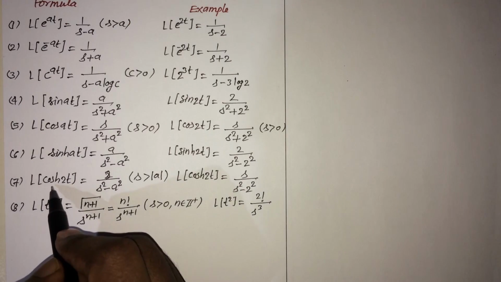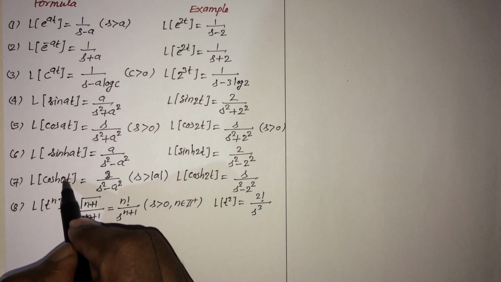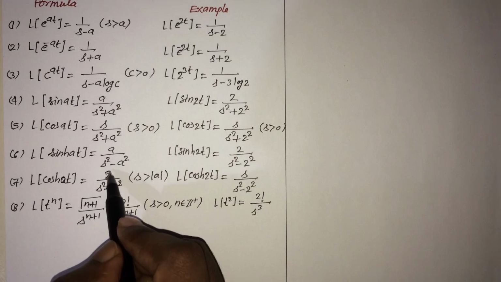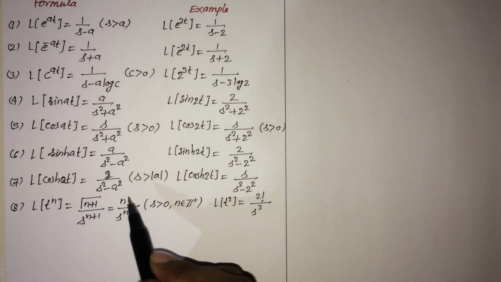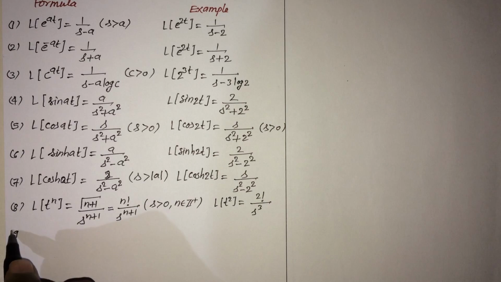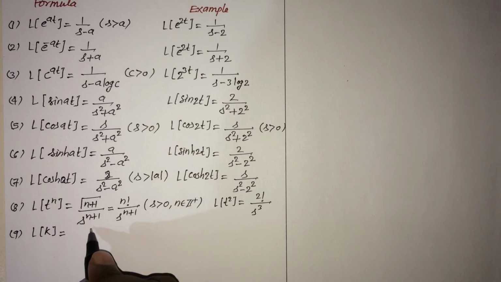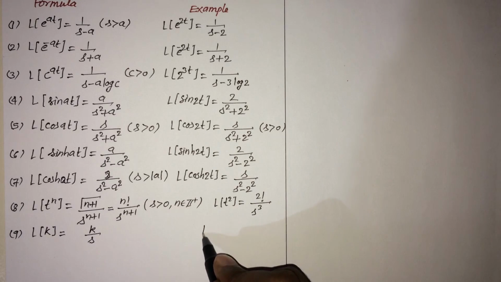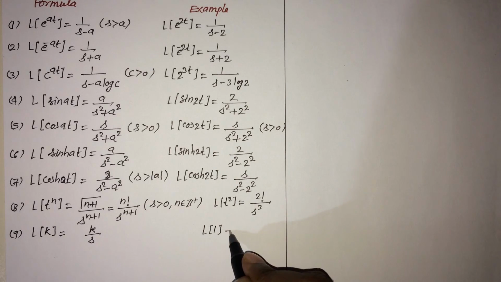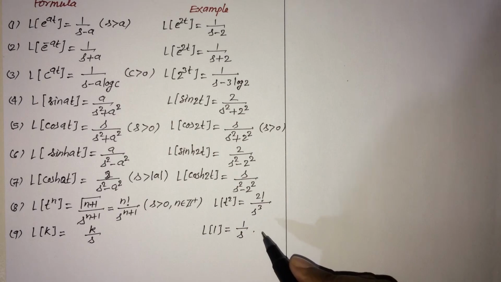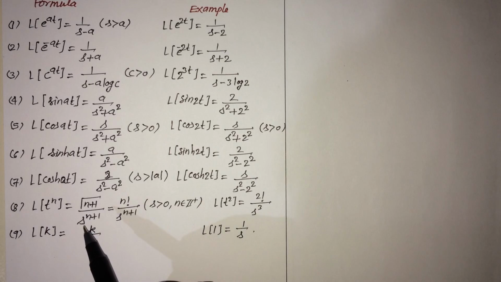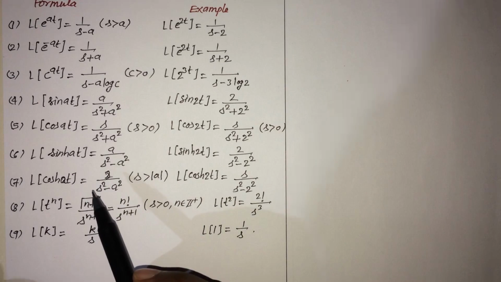Here hyperbolic function cosine at is equal to s upon s square minus a square. Number 9, Laplace transform of the constant function k is equal to k upon s. An example for this, Laplace transform of 1, the constant, is 1 upon s. So this is the list of Laplace transforms for the standard functions.